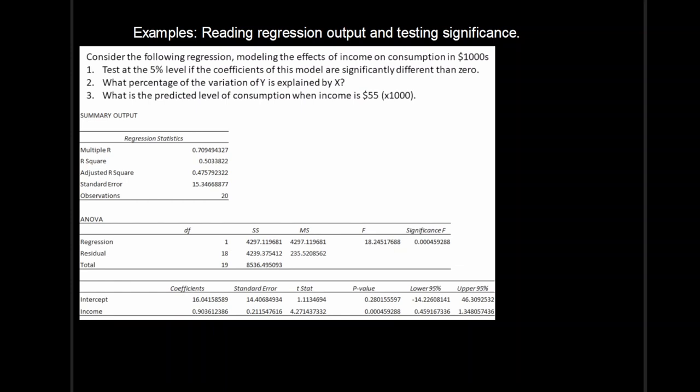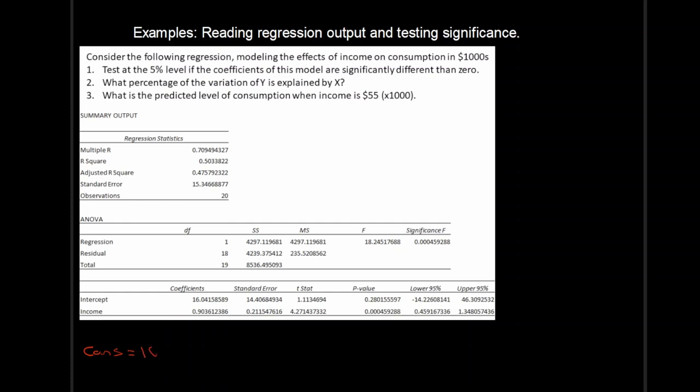Okay, so here we have a regression model. What do we have here? So consider the following regression, modeling the effects of income on consumption in thousands of dollars. So, okay, we have our intercept, and then we have our x variable. In this case here, our x variable is labeled as income. So it's the effect of income on consumption. Kind of what we looked at earlier on in this class, where we said consumption is a function of income.